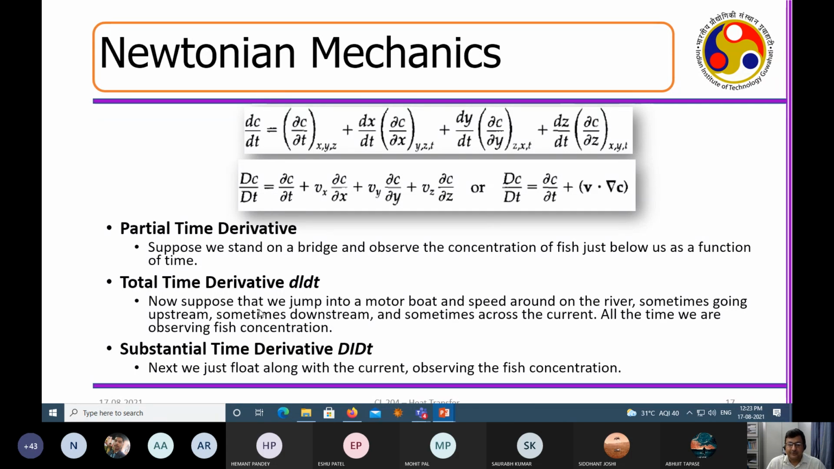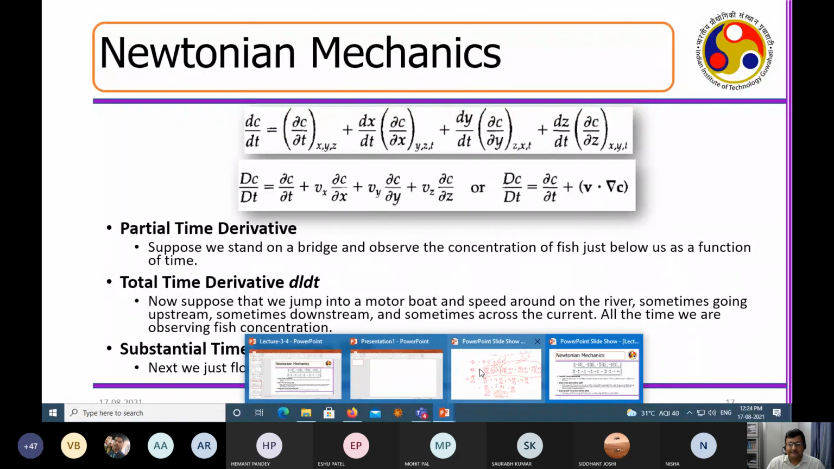What is the total derivative? Now suppose we jump into a motorboat and speed around the river, sometimes going upstream, sometimes downstream, sometimes across the current. All the time we are observing the fish concentration, not only at a particular point, but at every point rather. So that is your total derivative d by dt. Whereas what is the substantial derivative? Next, we just float along the current and observe the fish concentration, right? So this particular Dc by Dt is called the substantial derivative, and you will find this is very, very important in modeling any type of Newtonian mechanics, right?